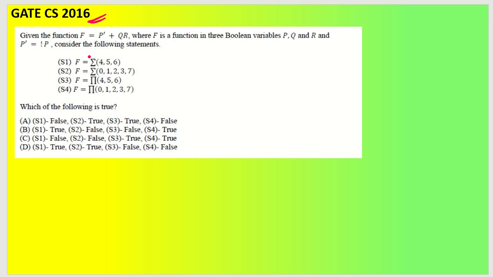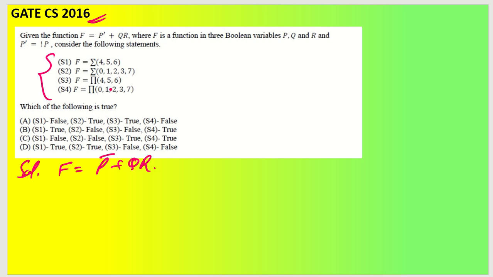Now our aim is to understand these four statements that are given, like s1, s2, s3, s4. Which of the following is true, right? So our aim is to see what is the min term summation or max term multiplication, and then we can identify which one of the statements are true or false. So it's a very simple question. You already know the solutions, right? So my function is p bar plus qr, right?